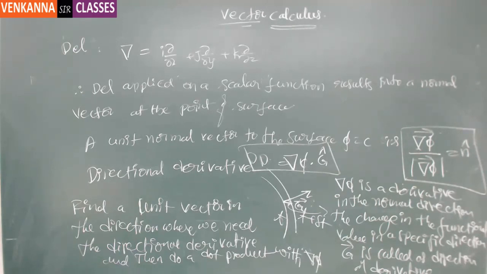So it's not to find a vector in that particular direction. The magnitude of the change, if you want to find it out, you will be doing the directional derivative. Got it? It's not a vector. The dot product will result in a scalar, right? So it is the magnitude of the functional change in a specific direction.